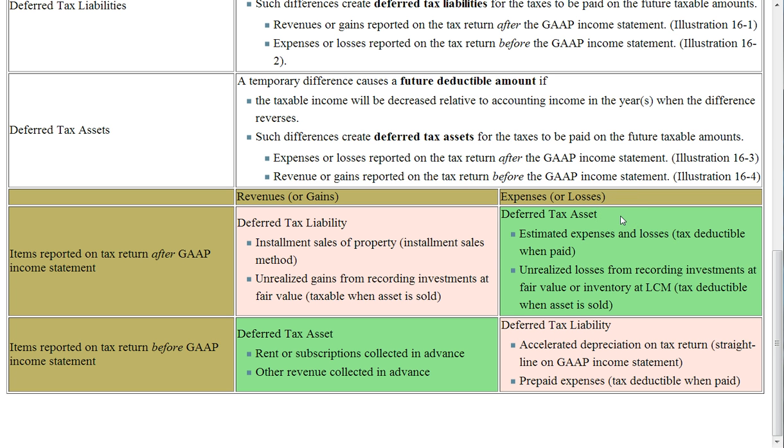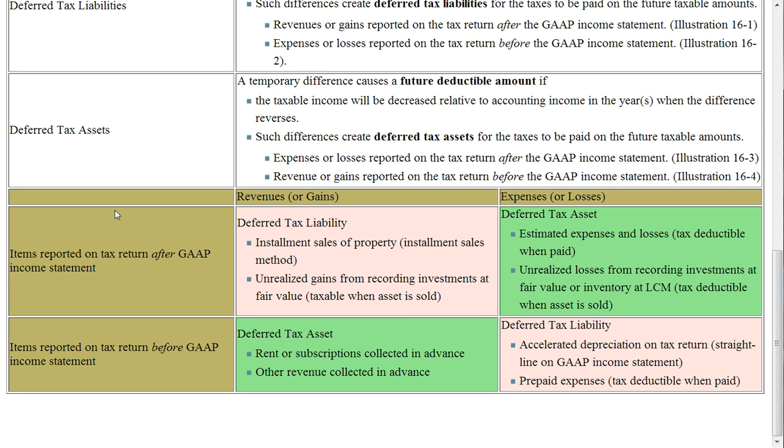It probably doesn't make a whole lot of sense to try to describe all of these other areas without some sort of context. And so I'll have some additional videos that will illustrate mechanically how this is going to work. But that's a quick introduction to the topic of accounting for income taxes.